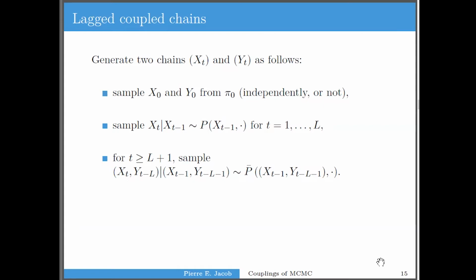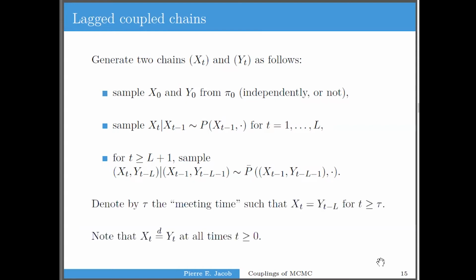Some coupling that we have managed to do for our MCMC algorithm of interest. And so then the meeting would occur in such a way that then X_t is equal to Y_{t-L} from the meeting time onwards. So that's the twist. But still, X_t has the same distribution as Y_t at time t. Why is that? Because the coupled kernel satisfies the marginal constraints. And so Y_t has the same distribution as X_t, which is the distribution after t steps of the Markov chain.